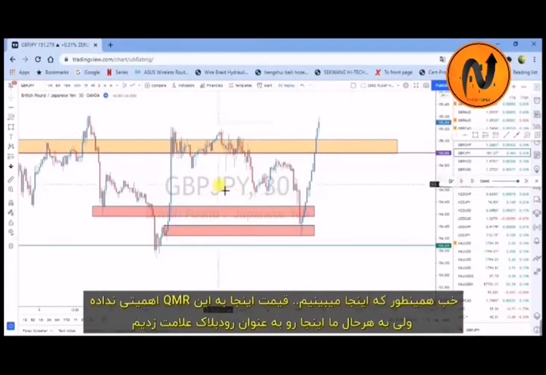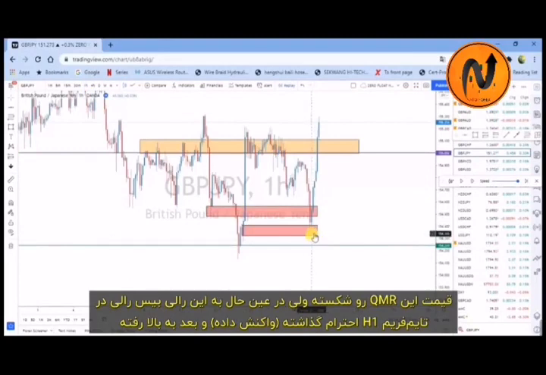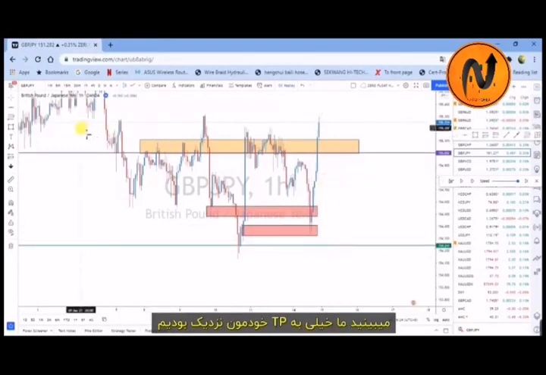Okay, as we can see here, the price does not respect this QMR. However, we mark it as our roadblock. Price breaks this QMR, but price respects this rally base rally in the H1 time frame, and then it goes up. You see, we are very close to our take profit.